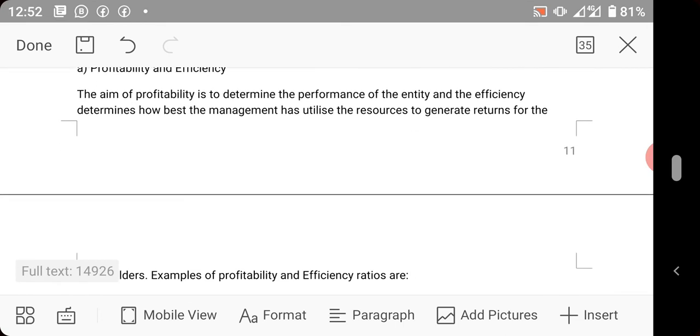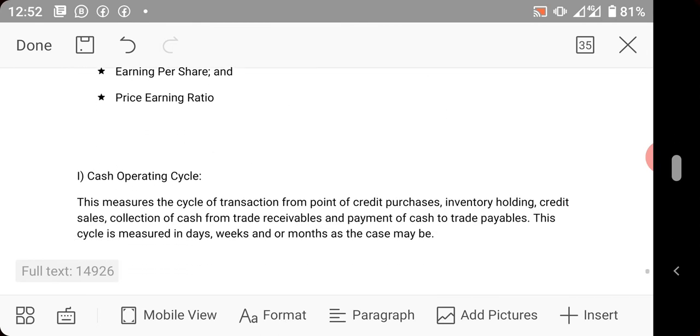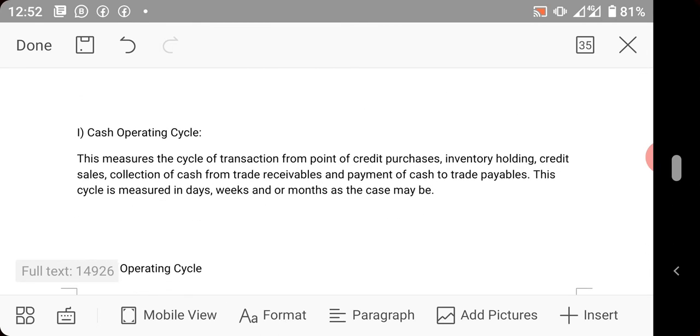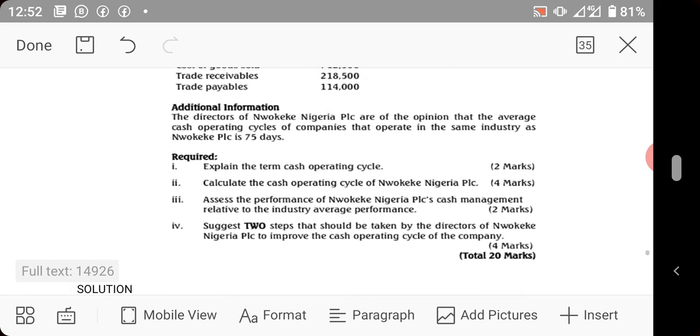Then we'll go back and look at the explanation I put forward. Cash operating cycle. I said this measures the cycle of transactions from the point of credit purchases, inventory holding, credit sales, collection of cash from trade receivables, and payment of cash to trade payables. Full stop. This cycle is measured in days, weeks, and or months, as the case may be. You see, just a few lines to get 2 marks.